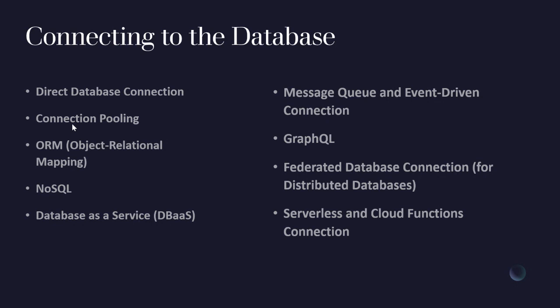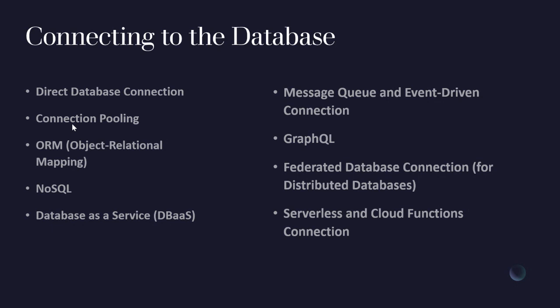The next one is federated database connection. In a distributed database setup, when data is distributed across multiple databases or data centers, microservices might use federation techniques to access data across these distributed sources. And the last one is serverless and cloud functions connection. In a serverless architecture, microservices can be implemented as serverless functions. The examples are AWS Lambda or Azure Functions. These functions can establish connections to databases using environment variables or secrets provided by the serverless platform.